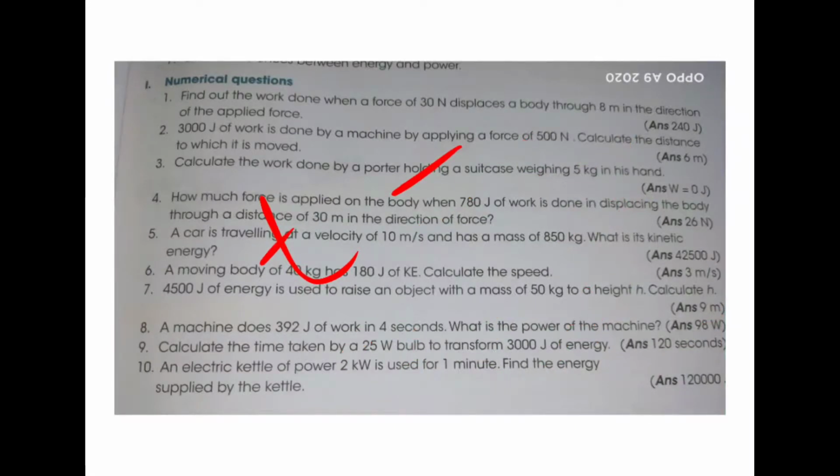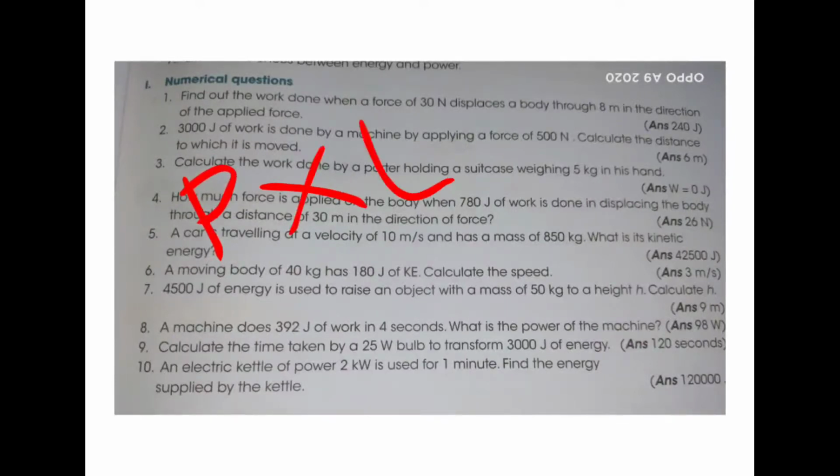Last question of our exercise numerical questions. An electric kettle of 2 kilowatt is used for 1 minute. Find the energy supplied by the kettle. Power equals work done by time, so power into time equals work done. In this question we have to find energy. Energy means work done. So W will be power, given as 2 kilowatt, that means 2000 watt, into 1 minute. 1 minute means 60 seconds. When you multiply 2000 into 60, you will get 12,000 joule. So the answer is 12,000 joule for this question number 10.